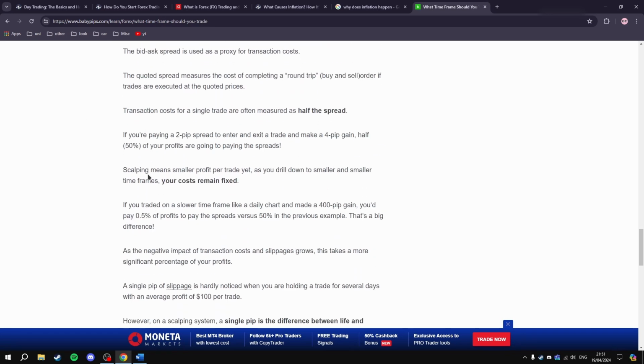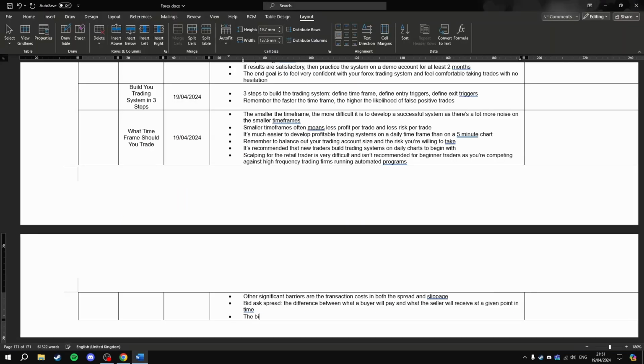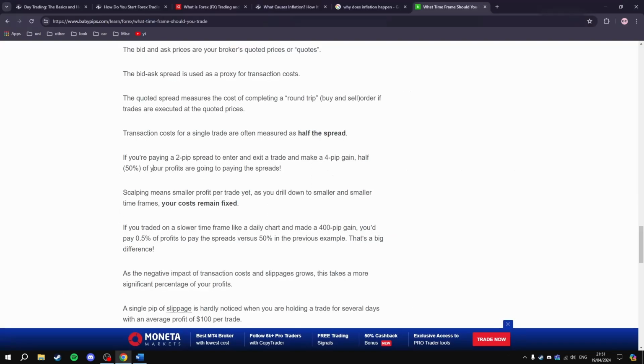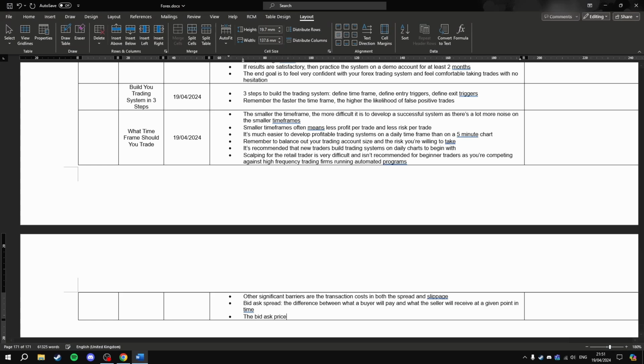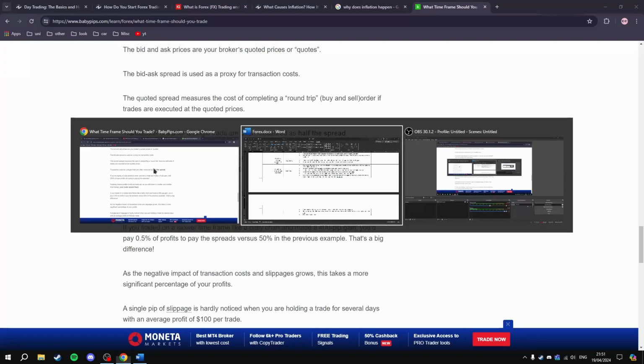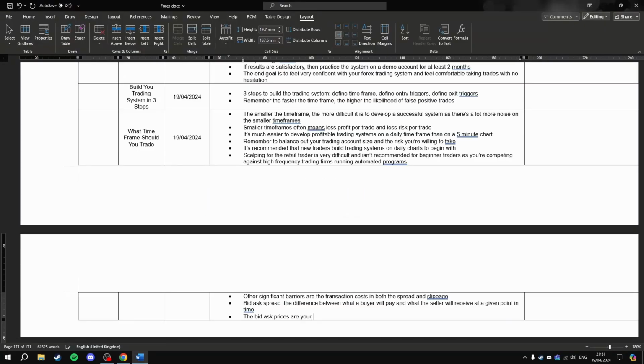The bid-ask spread is used as a proxy for transaction costs. So the bid, wait, let me just write this. The bid-ask prices are your broker's quoted price.